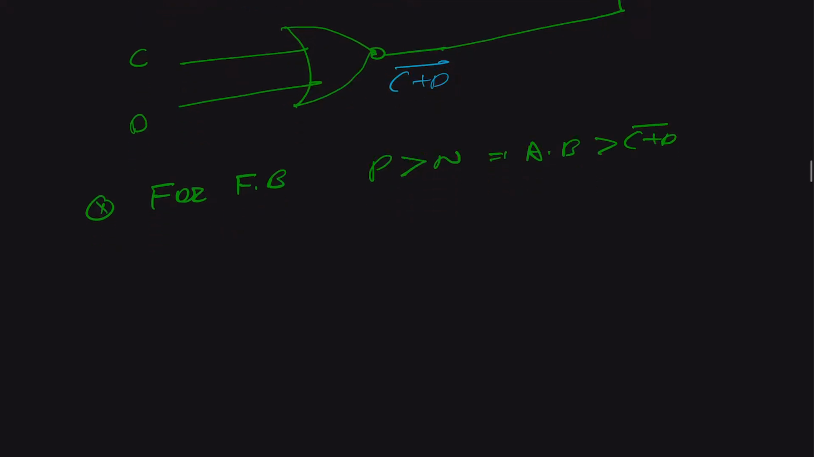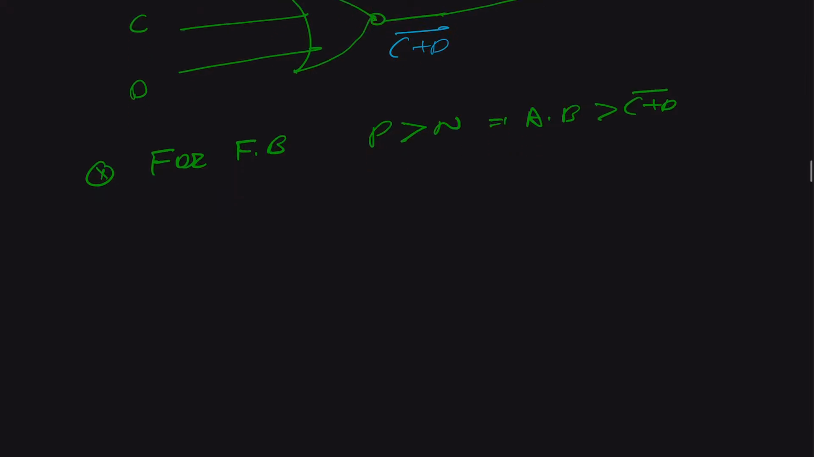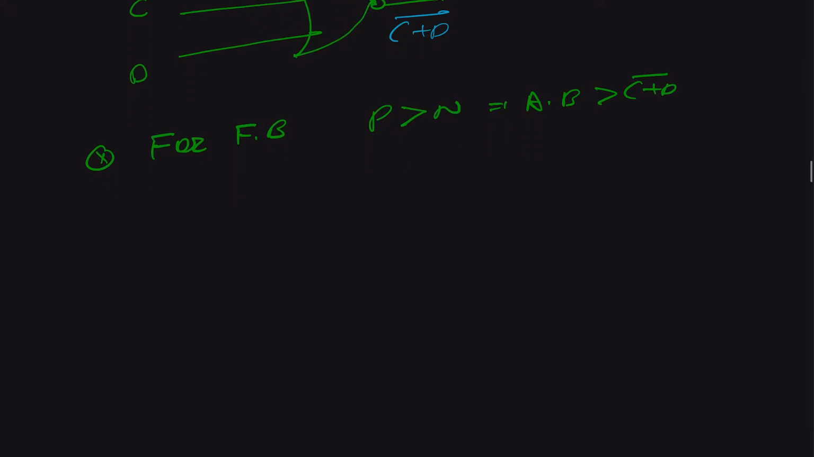So we can check it one by one, and so we can say that our A dot B should be equal to 1, because the highest value in a logic is only 1, and that is only possible if our A is also equal to 1 and B is also equal to 1. See, the AND gate logic is there. Okay. So our P should be greater than N, and we can say A dot B should be greater than C plus D bar. Okay.